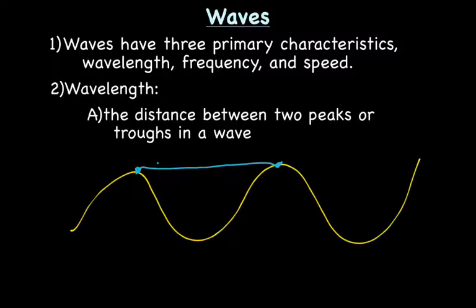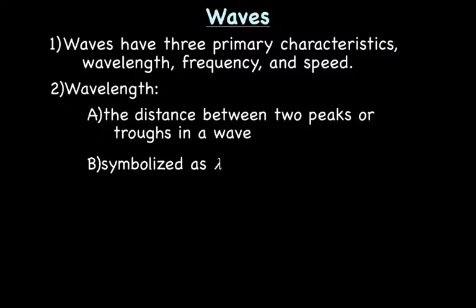So you can see it's basically a cycle. That would be the distance between two peaks, or from here to here, the distance between two troughs. So we're looking at one cycle. That would be the wavelength, and it is symbolized by a Greek lambda. Its unit is meters. Again, wavelength is the distance between two peaks or two troughs, one full cycle of a wave.